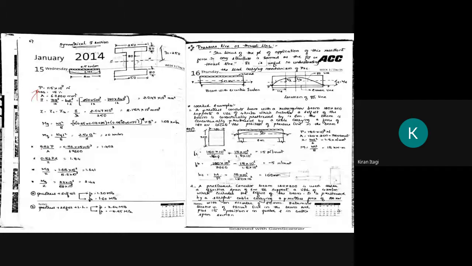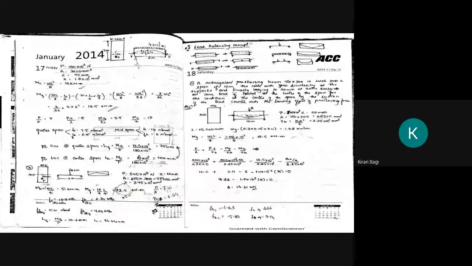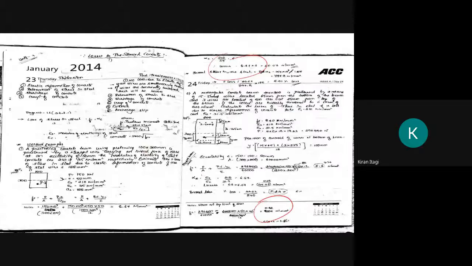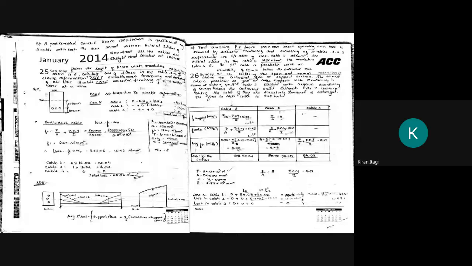After calculating all the losses, we have to determine the stress at the top and the stress at the bottom. First we will see whether it is pre-tension or post-tension, then we calculate all the losses and get a certain percentage, that is 18% loss. With respect to this 18% loss, we will calculate the stresses. So there is a connection between one numerical and another, but not that much headache.